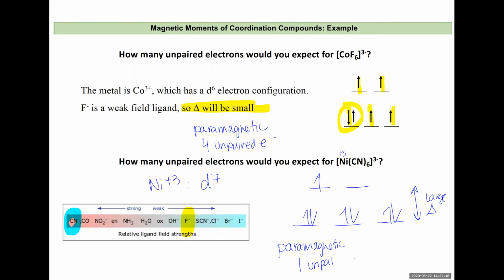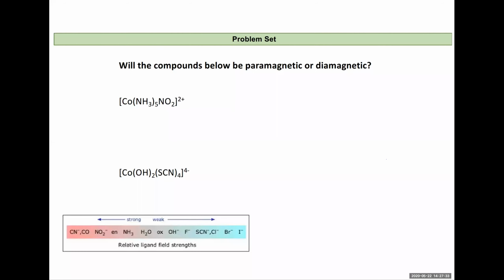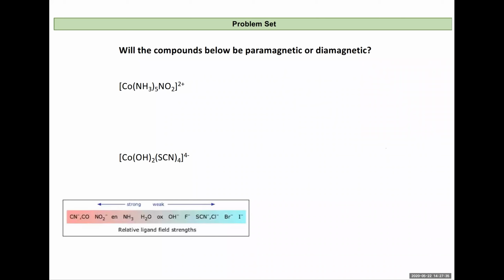And the nickel case was a low spin complex, whereas our cobalt example was a high spin complex. Give these problems a try on your own, and I'll do the solutions in the next video.